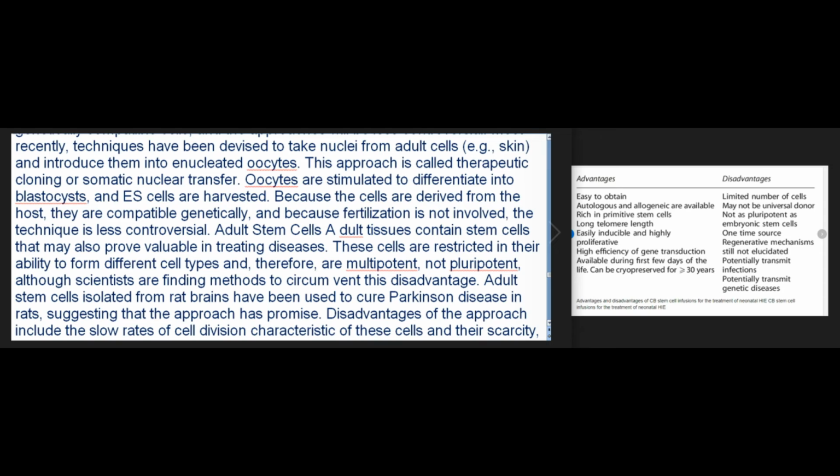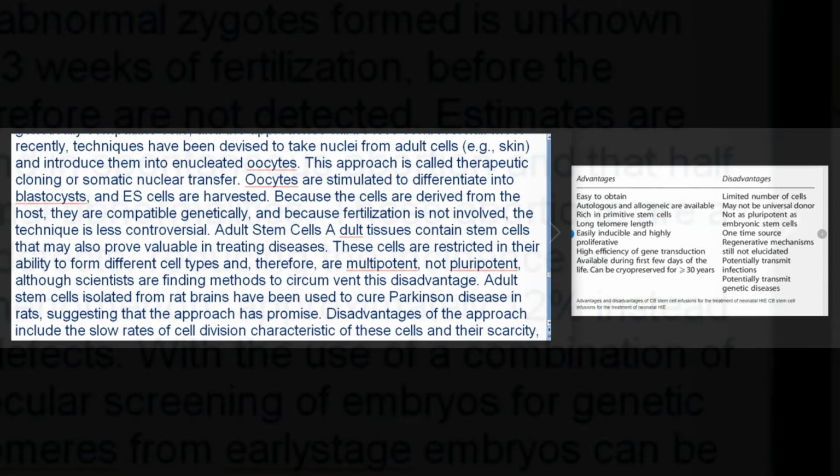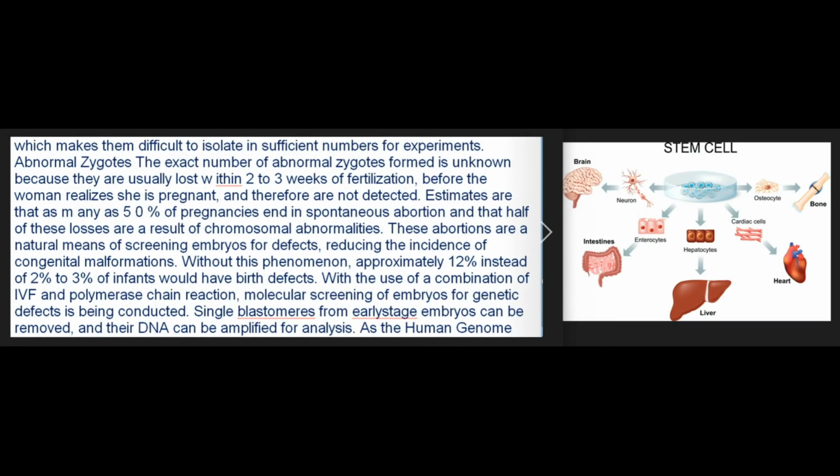Adult stem cells. Adult tissues contain stem cells that may also prove valuable in treating diseases. These cells are restricted in their ability to form different cell types and, therefore, are multipotent, not pluripotent, although scientists are finding methods to circumvent this disadvantage. Adult stem cells isolated from rat brains have been used to cure Parkinson's disease in rats, suggesting that the approach has promise. Disadvantages of the approach include the slow rates of cell division characteristic of these cells and their scarcity, which makes them difficult to isolate in sufficient numbers for experiments.